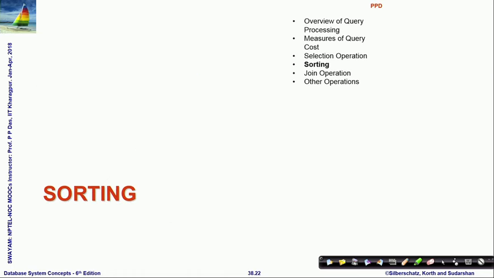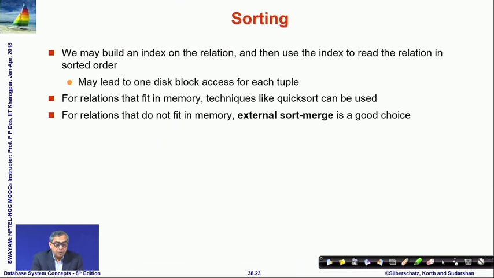The next operation which is often required, maybe not explicitly but in terms of doing other operations, is sorting. If we may build an index on the relation, then we can use that index to read the relation in sorted order. This is what we have already discussed, that the B plus tree in-order traversal will always give you the sorted order. That may lead to one disk access for each tuple at times.